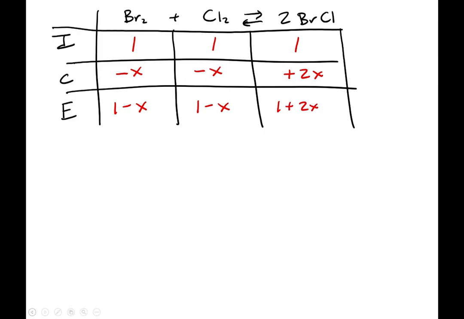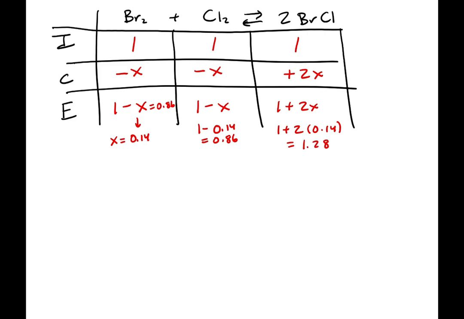Now, the problem told us also that at equilibrium, the pressure of Br2 was 0.86. And that helps us to find the value of x. So when you solve this for x, you get that x comes out to 0.14. Therefore, for the Cl2, you have 1 minus 0.14, so that's 0.86 as well. And for the BrCl, you have 1 plus 2 times 0.14, and so that comes out to 1.28.